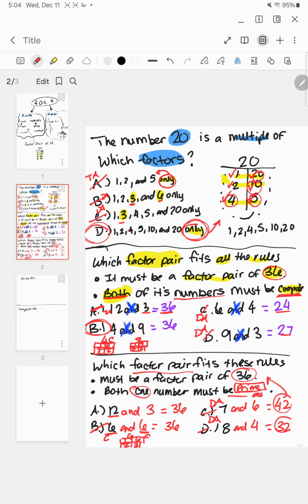Now, we do know 12 is a composite number because there's more than one way to make it, more than one factor pair. But 3, that's prime. So this actually would be my answer, because it follows the rule that they're asking me.